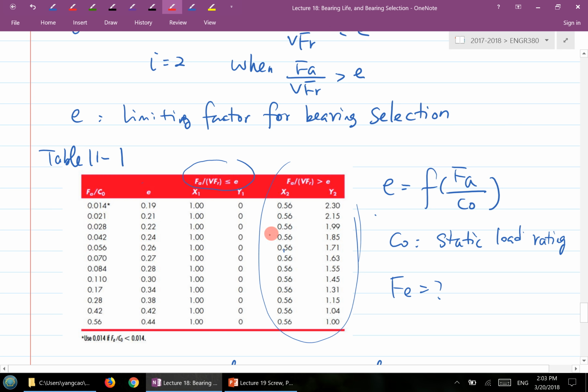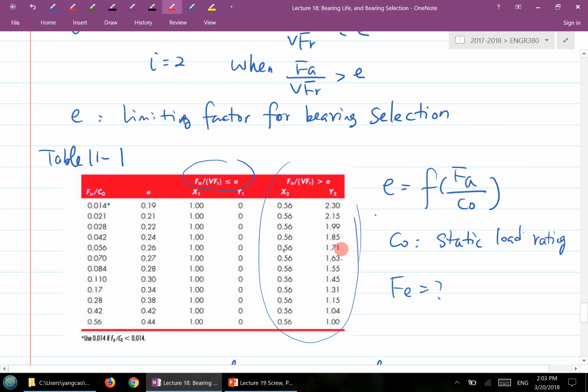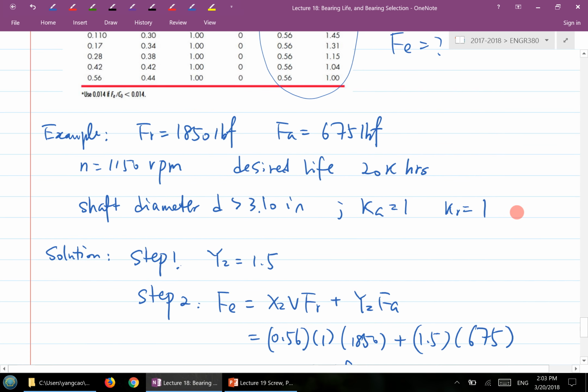Now, the problem, as I mentioned, is that at the beginning we don't have a bearing, so we wouldn't be able to identify what X and Y values to use for our calculation, right? So we have to start somewhere within the table, and in most cases we start at a Y value somewhere in the middle, and then we can iterate through a few steps to come up with the actual decision for the bearing. So this is the example we started.